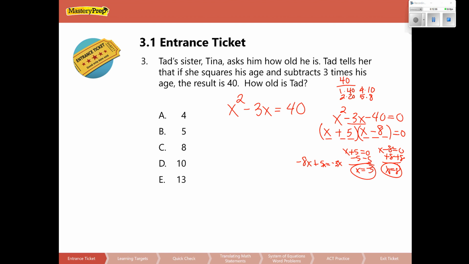Now, another way we can do this is we can pick a number. We can start at 8 and plug in 8 squared minus 3 times 8 in the calculator to see if we get 40. If it's too small, we can pick bigger numbers. If it's too big, we can pick smaller. Well, 8 squared is 64. 3 times 8 is 24. And we get this here.